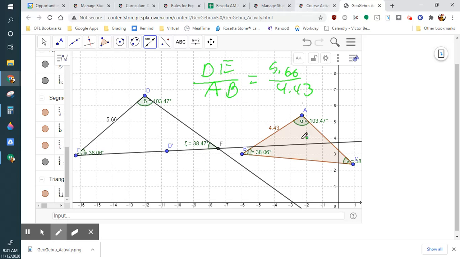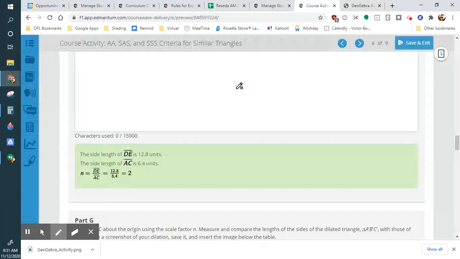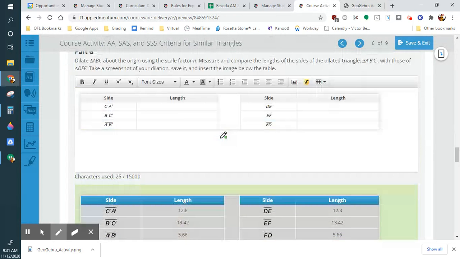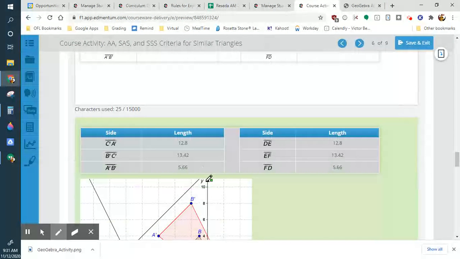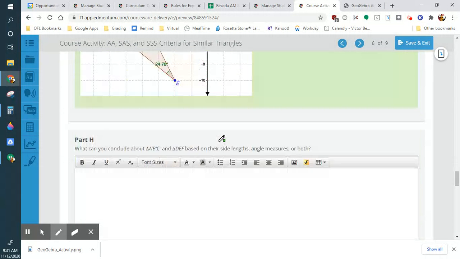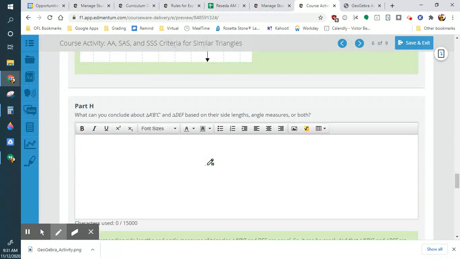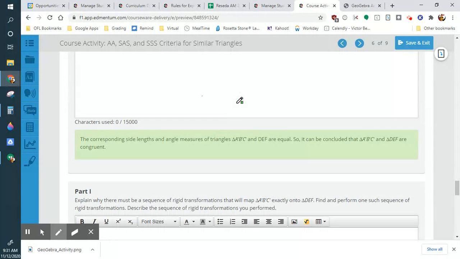I think Edmentum's cool with you leaving it as a fraction. I recommend leaving it as a fraction. So you're going to use your equation editor to type something like that in, and you're going to type in your sides. So use your distance to type in your sides. What do you consider based off of them?